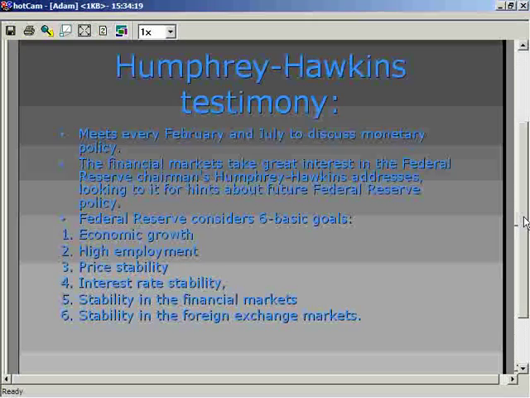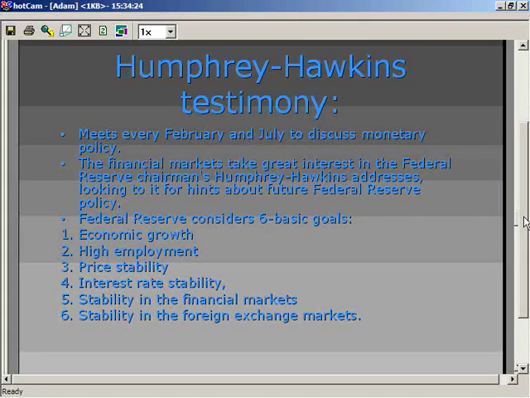Remember all that credit crisis we went through? They talked about that in the Humphrey Hawkins testimony. And stability in the foreign exchange markets. Not only does the U.S. and many other economies not like a falling U.S. dollar, but this volatility, they say, has got to stop.